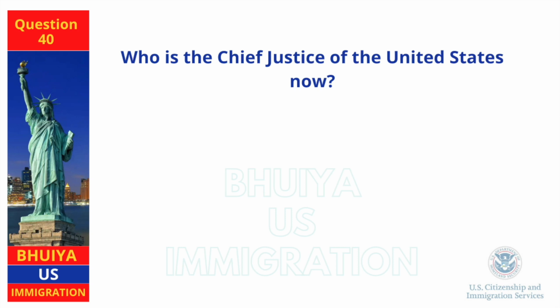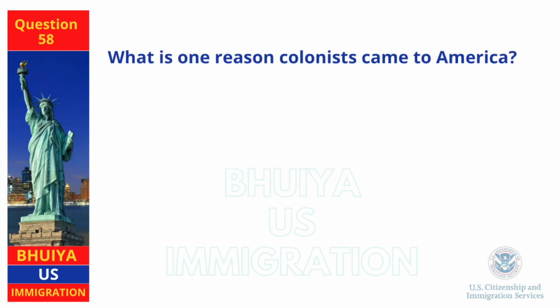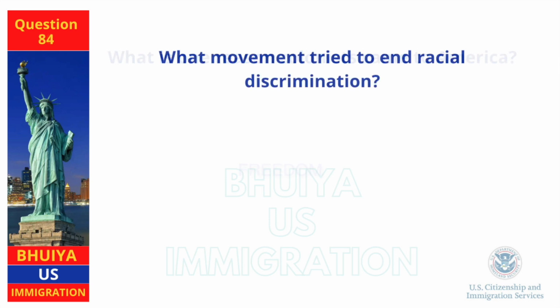Who is the Chief Justice of the United States now? John Roberts. What is one reason colonists came to America? Freedom. What movement tried to end racial discrimination? Civil rights movement.